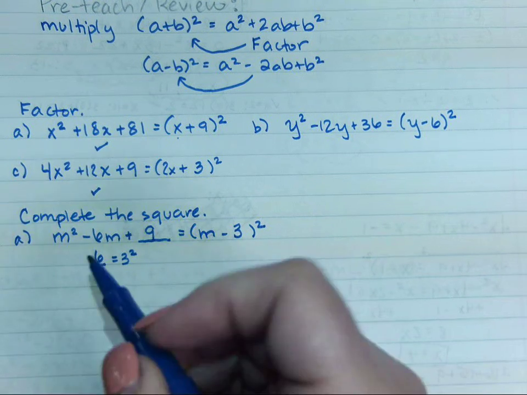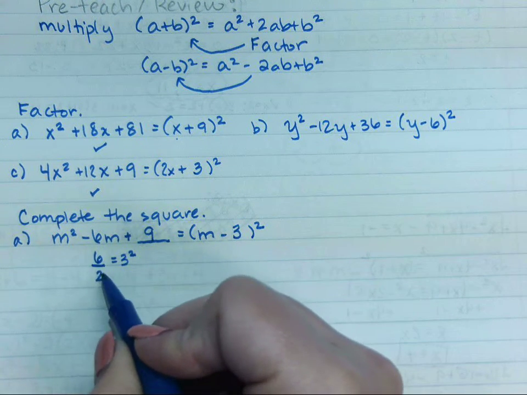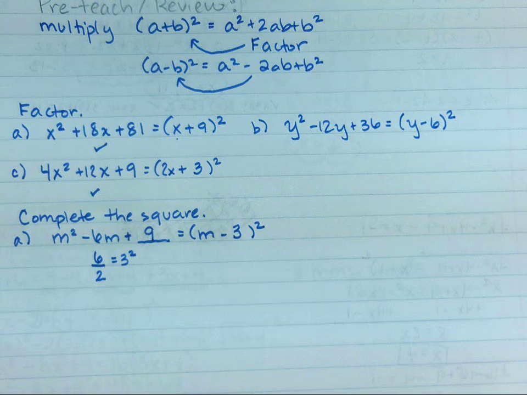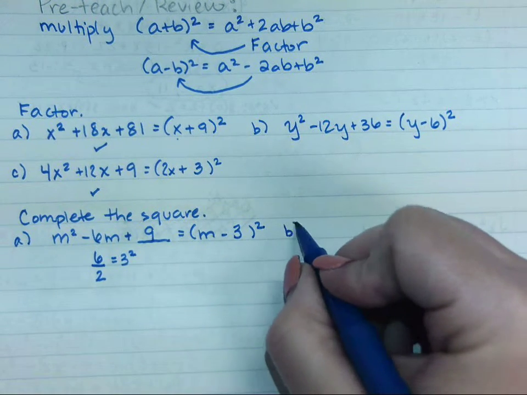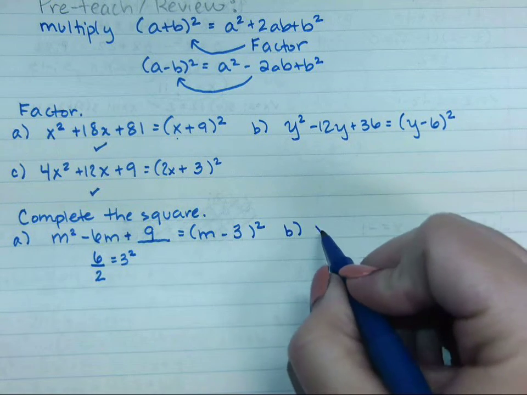And so this is going to be your process. Take half and square it. And that's what you're going to add. So we'll do a few.